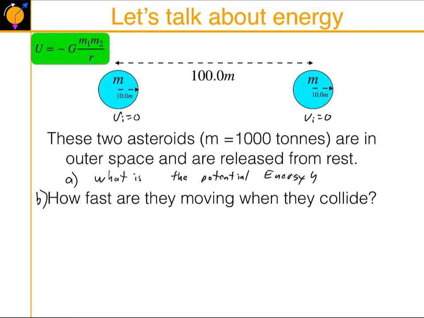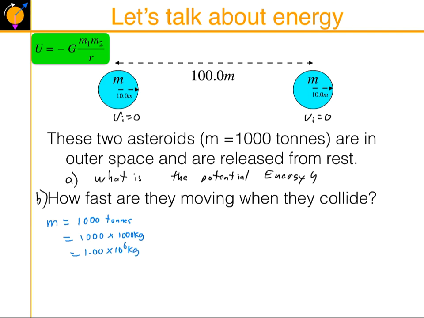Okay, first let's just write down all our knowns. They both have the same mass, and their mass is 1,000 tons. The way it's spelled, this is metric tons, and 1 ton is 1,000 kilograms. So it's 1,000 times 1,000 kilograms, which is 1 times 10 to the 6 kilograms.